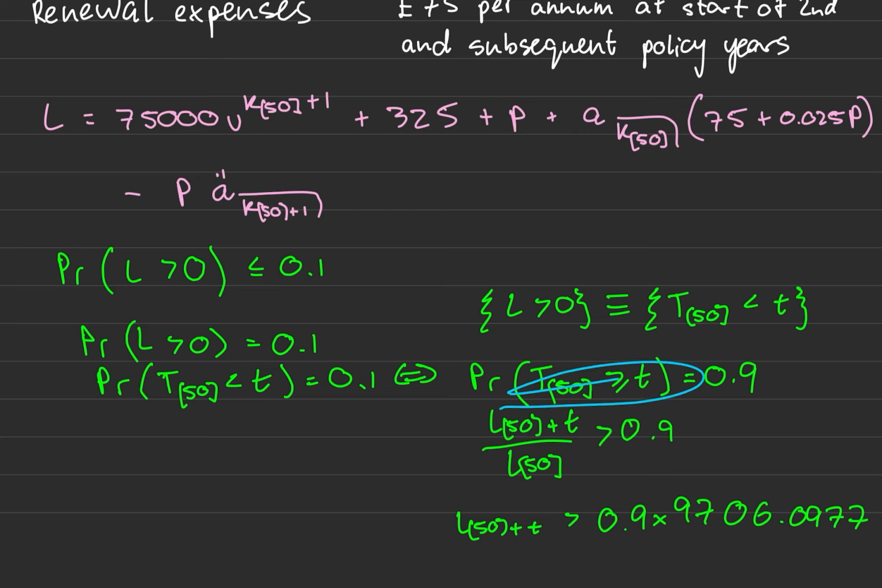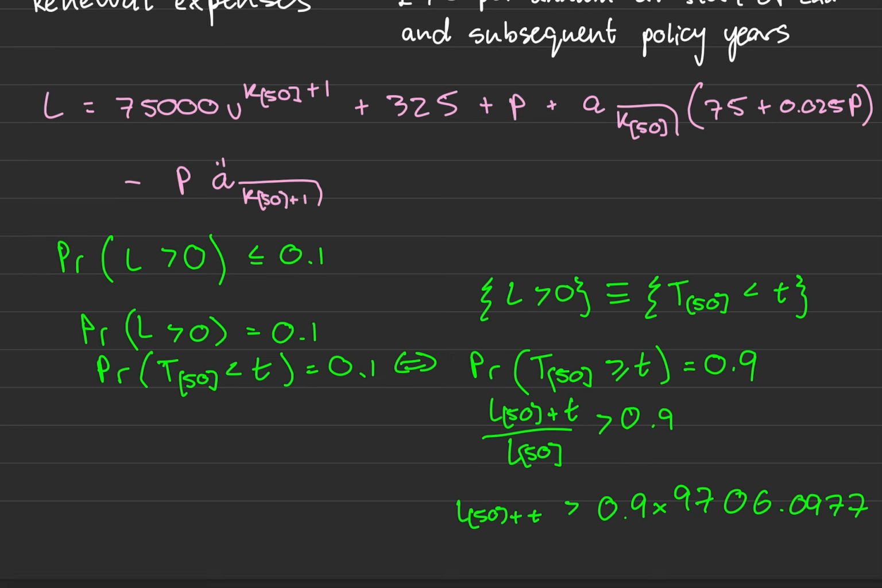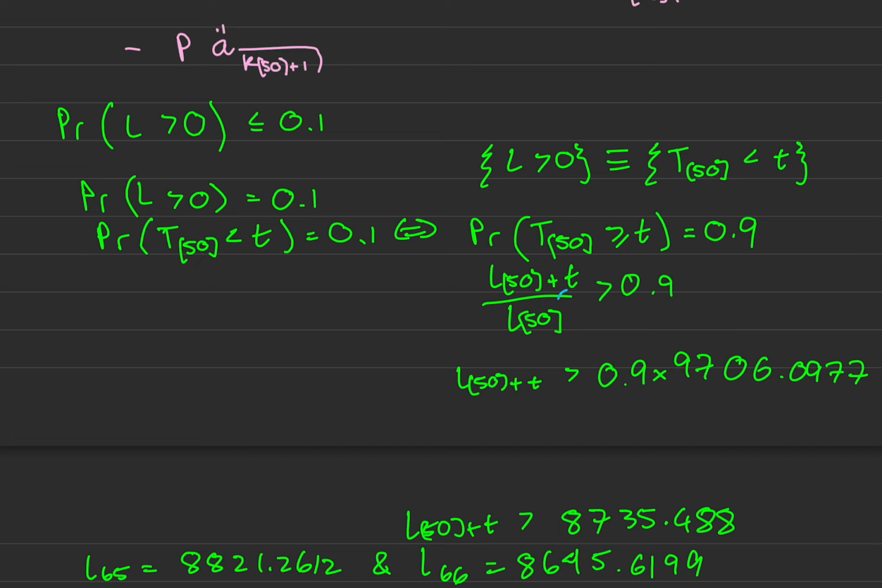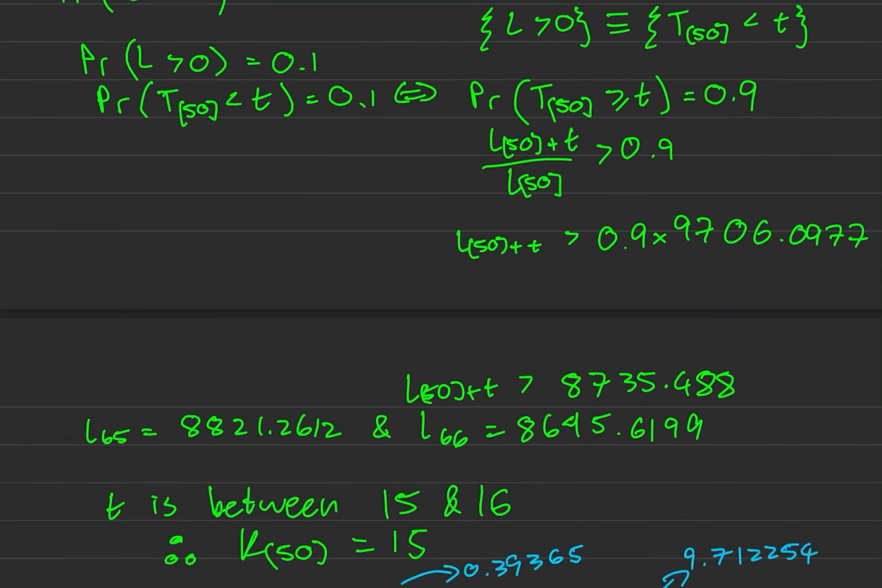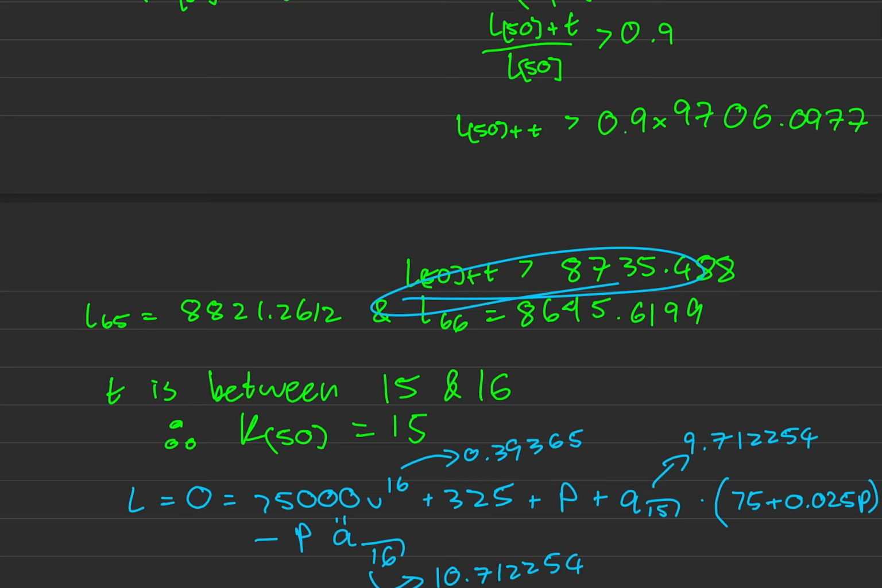At the 10% point, I rewrite this in terms of survival probabilities, just so that I have less to deal with. I can simplify it, and then I rewrite this in terms of life table things that I can go and find. Then I'm trying to find this T in here, so I expand this and substitute in the life table value for L50, and then L50 plus T must be greater than a certain number, which means that I need to find the two L's that lie on either side of that. So I go find those, and then that means that my T must sit between 15 and 16. So I find where T lies.